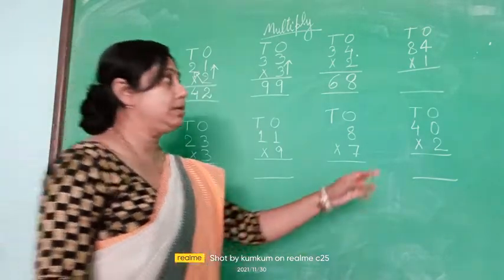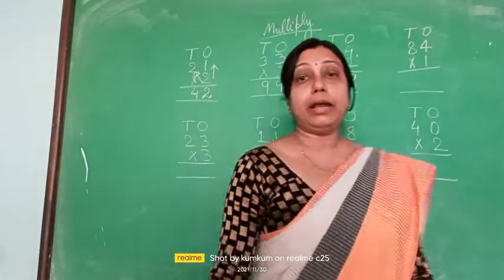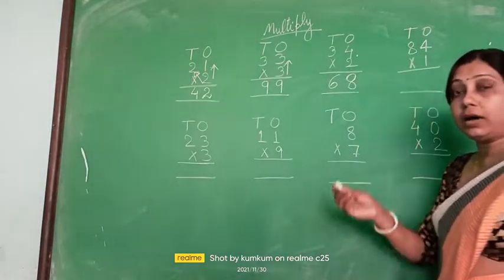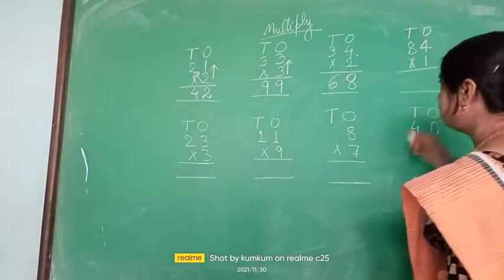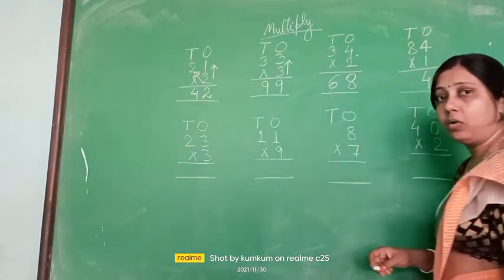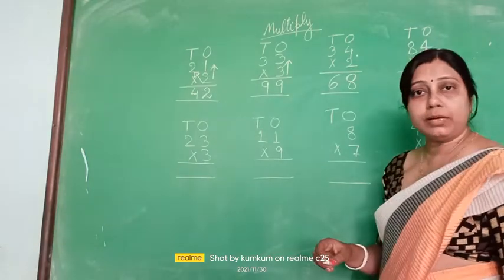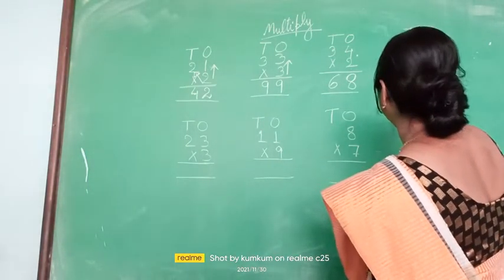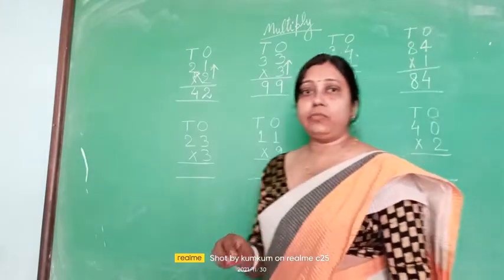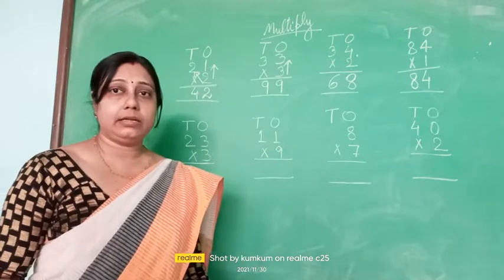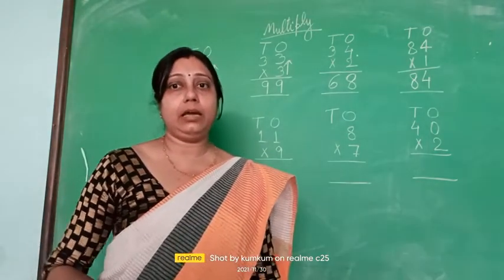Now, next one, see, 84 multiplied by 1. So, let us first count the table of 1. So, 1 fours are how much? 1 fours are 4. And now, 1 multiplied by 8 is how much? 1 eights are 8. Now we can say 84 multiplied by 1, the answer will be the digit itself, that is 84.